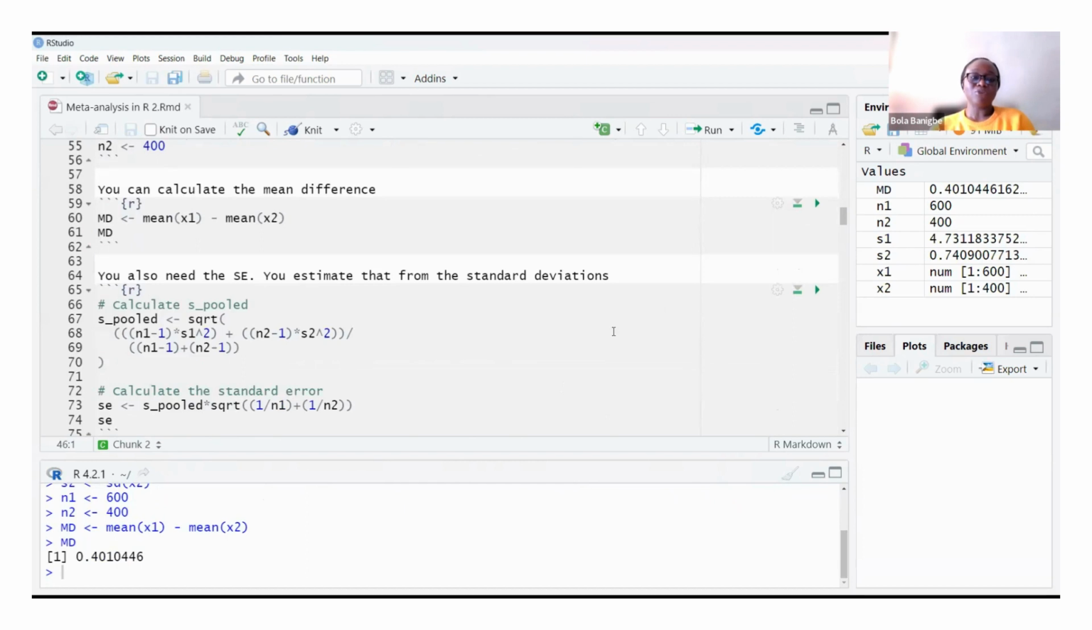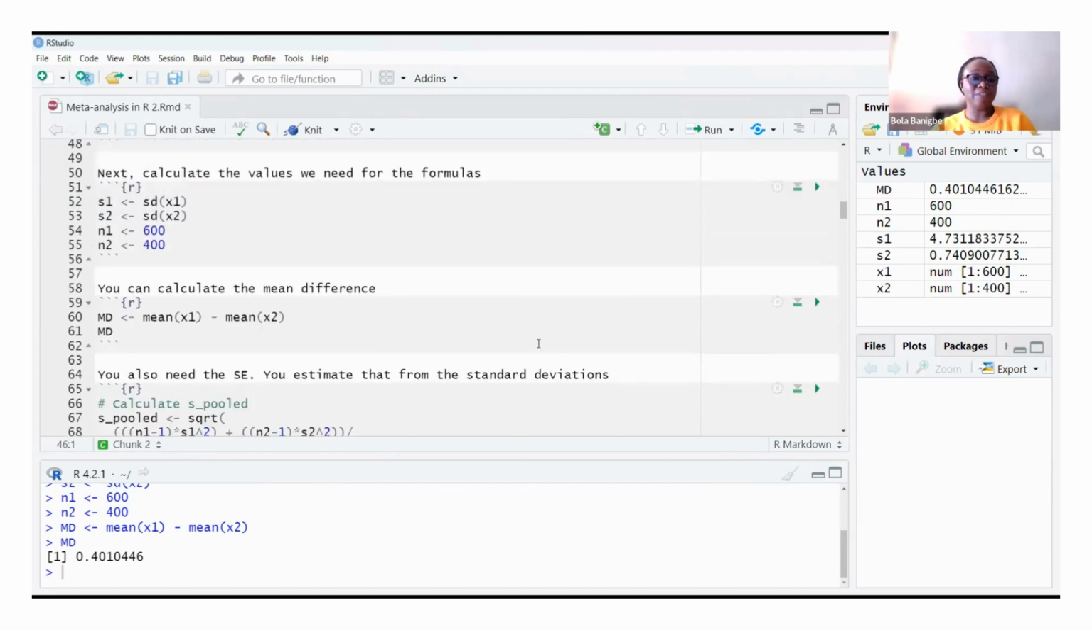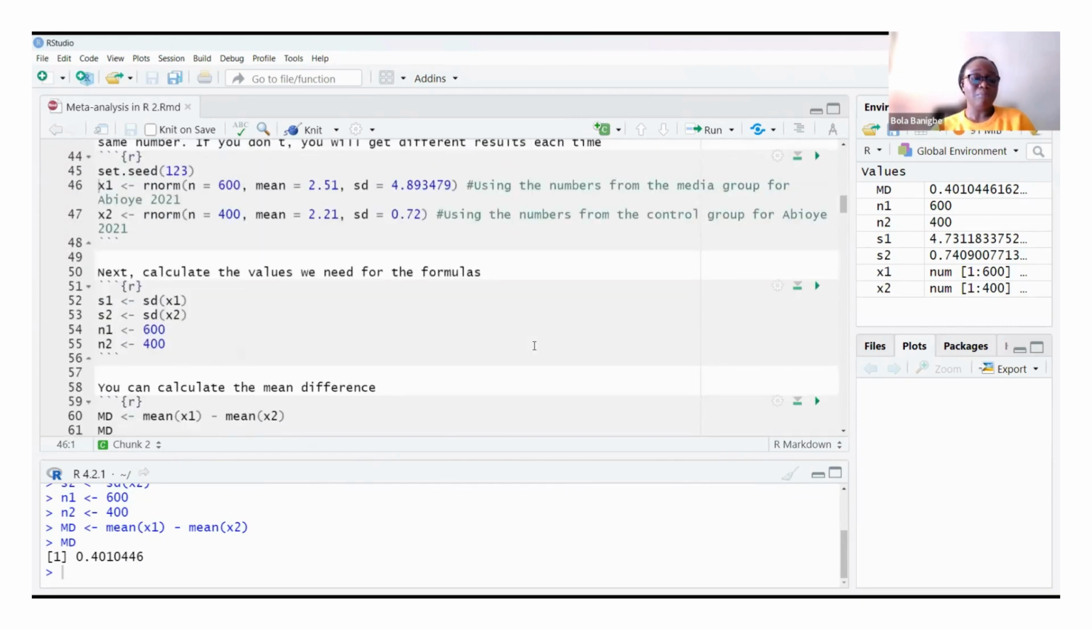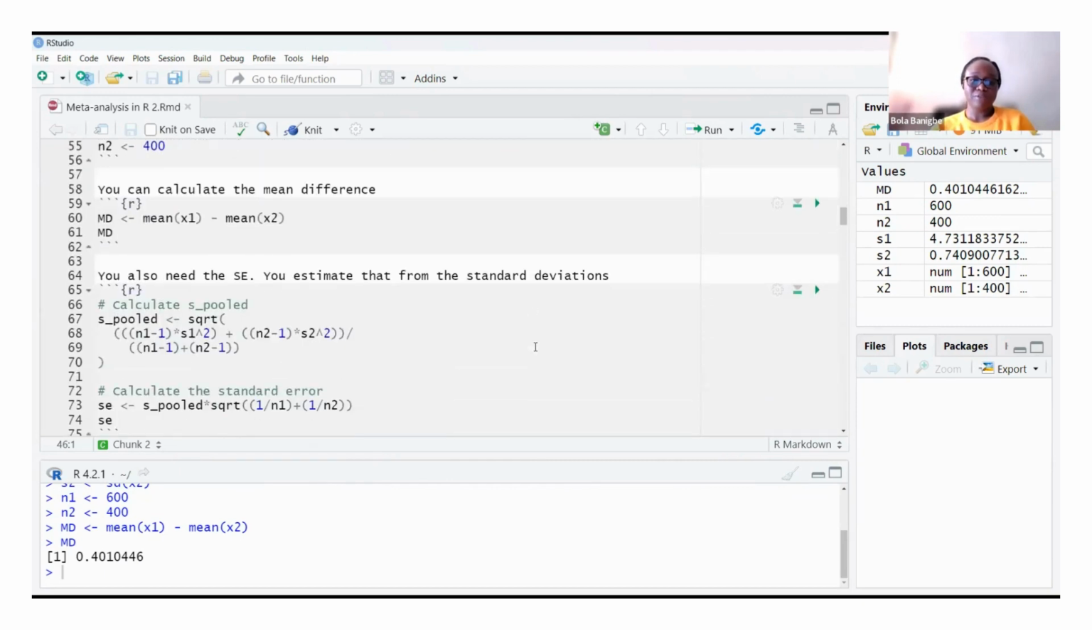Now, you also need to calculate the standard error. And for you to calculate the standard error, you can get it from the standard deviation. Not the standard deviation of the individual groups, but the pooled standard deviation. And this is the formula.